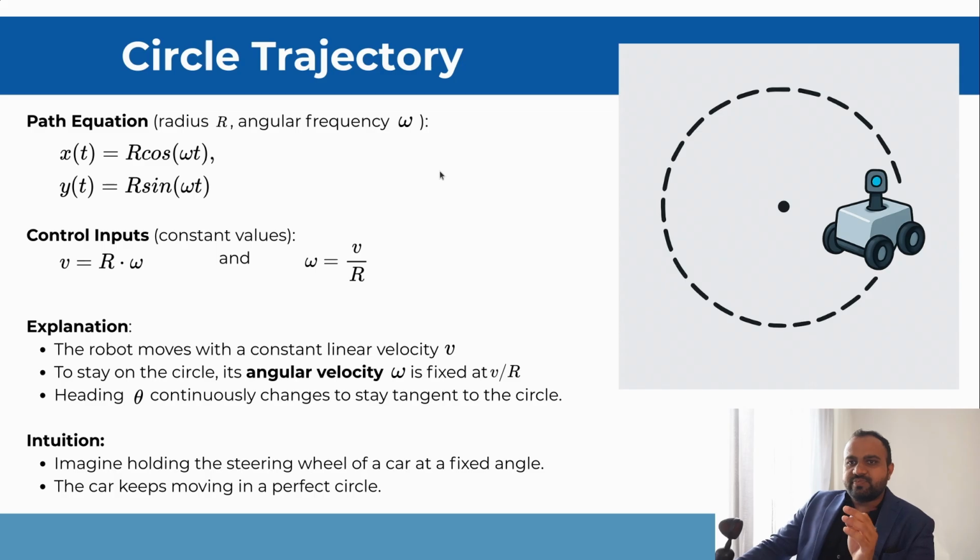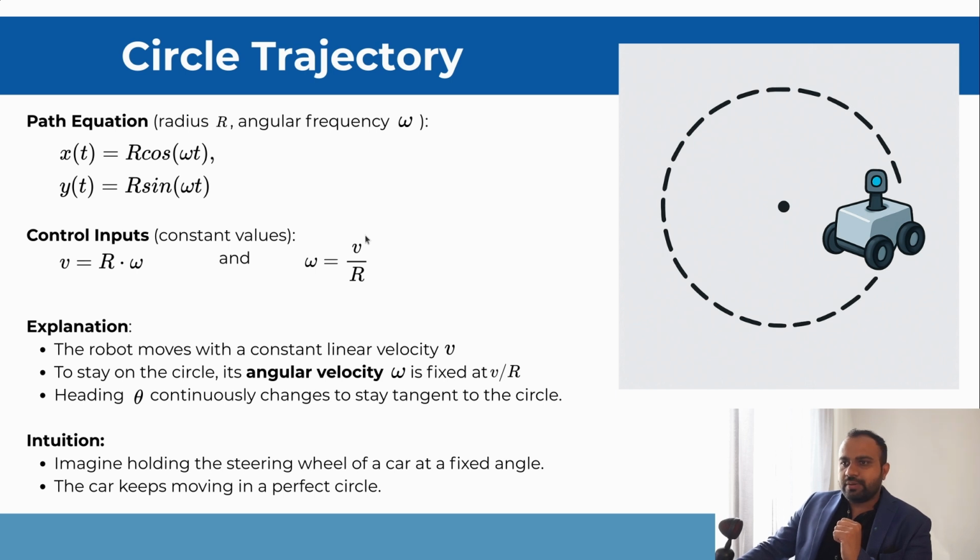Okay, let's move forward. We will learn how we can make a circle. So just to make a circle, the v and the omega should be constant, and how we can calculate it. So first we have to assume the radius of the circle, and we have to tell the linear speed for the robot.